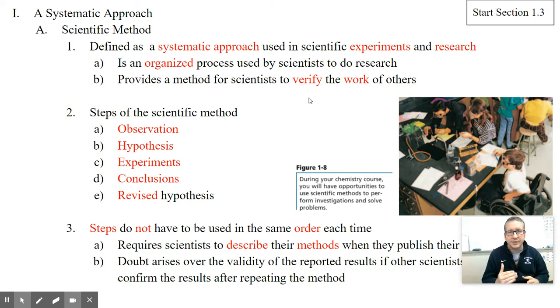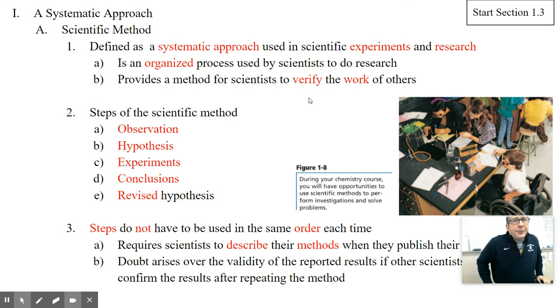You've had some science in your educational career, and that is the scientific method. All right. It is defined as a systematic approach used in scientific experiments and research. It is an organized process used by scientists to do work and provides a method for scientists to verify the work of others.